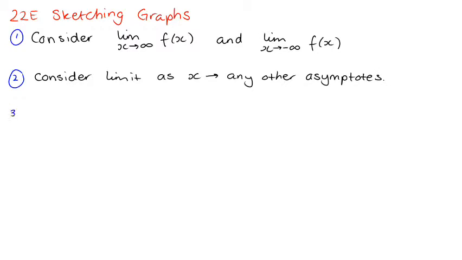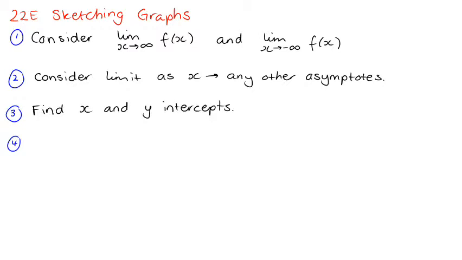The third one is to find the x and y intercepts. And you do that exactly the same way that you've always done. Just make x equals 0, solve for y, make y equals 0, solve for x. Yes?